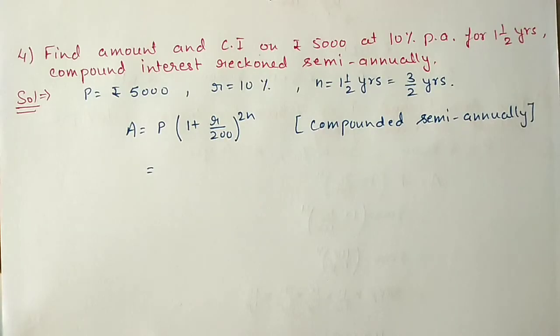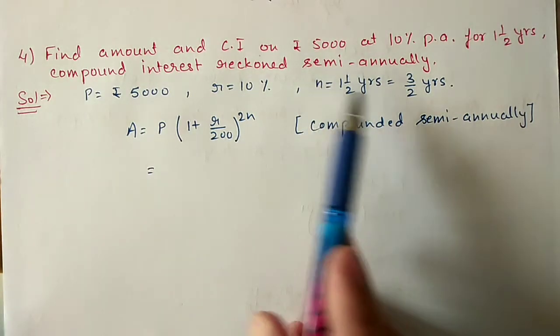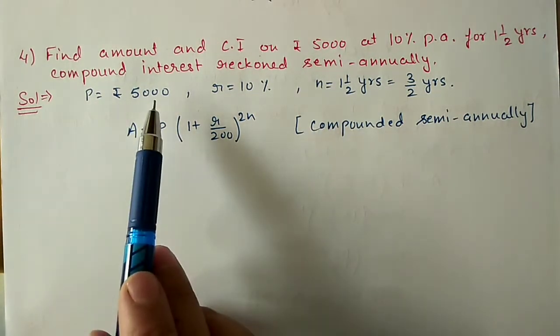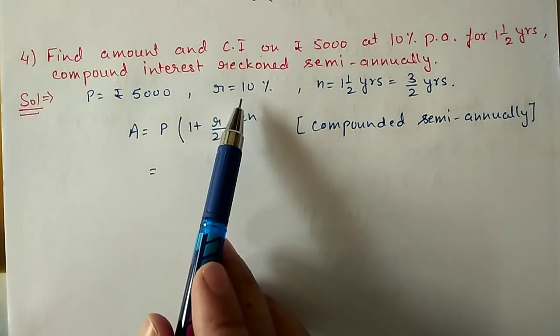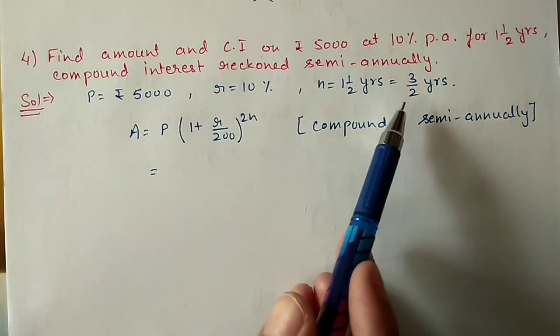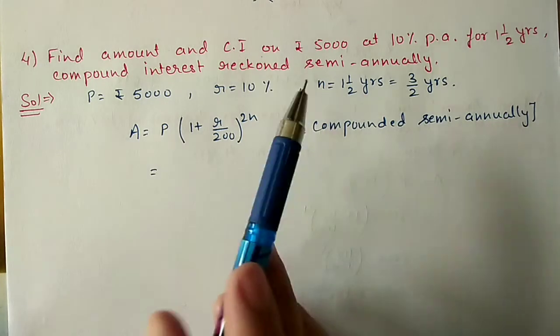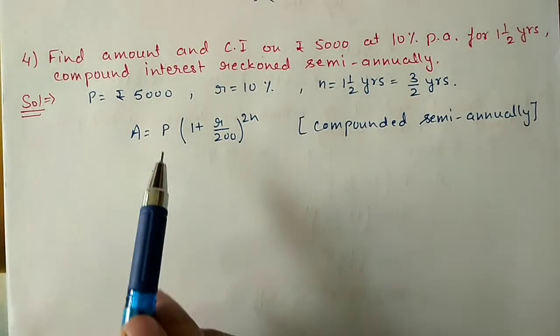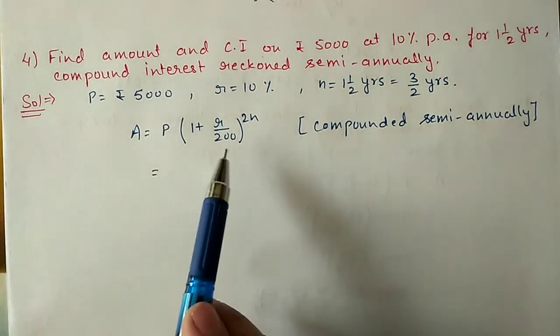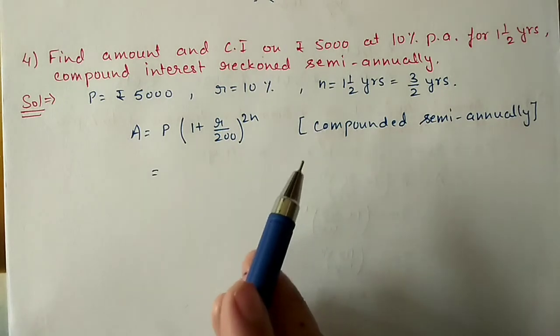Next question number 4. Find amount and compound interest on 5,000 rupees at 10% per annum for 1.5 years. Compound interest reckoned semi-annually. Semi-annually means half yearly. Principal is given 5,000 rupees. Rate of interest is 10%. Time is 1.5 years, which we can write 3 by 2 years. Now we will use the half yearly formula. P 1 plus R by 200 whole to the power 2n.